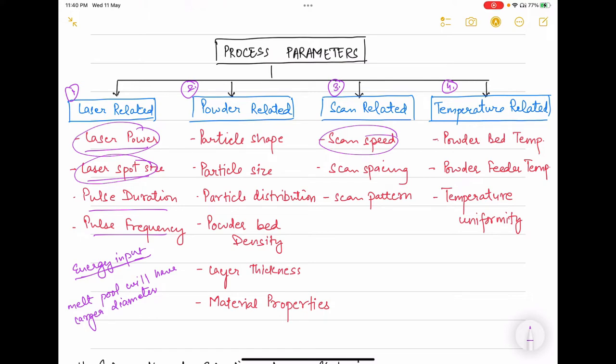Pulse duration is basically the time for which a single pulse of the laser strikes the powder bed, and pulse frequency is basically the interval after which the laser beam is irradiated on the powder bed.